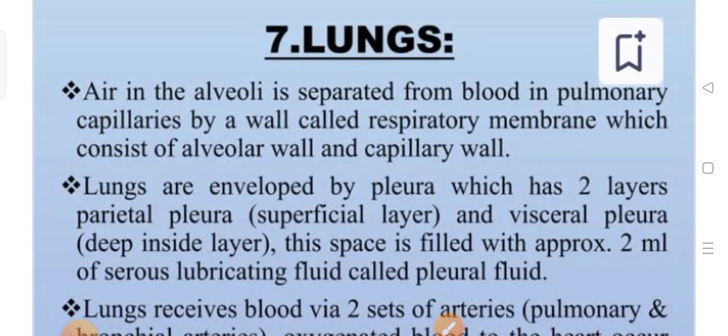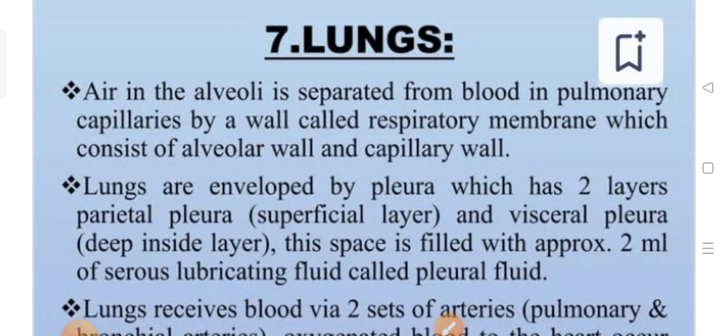Air in the alveoli is separated from the blood in the pulmonary capillaries by a wall called the respiratory membrane, which consists of the alveolar wall and capillary wall. Lungs are enveloped by the pleura. The lungs are always covered by a layer, the pleura, which has two layers: the parietal pleura, also known as the superficial layer, and the visceral pleura, which lies deep inside.